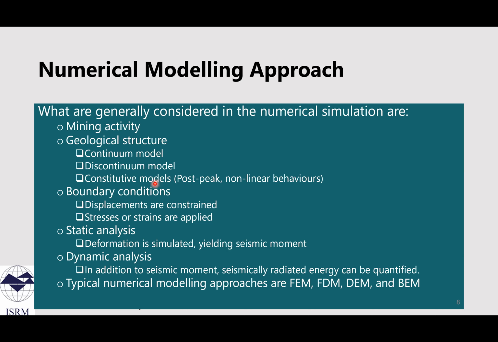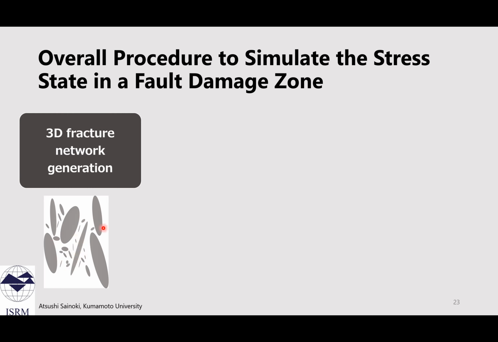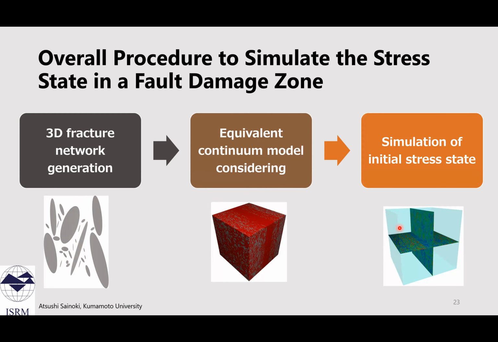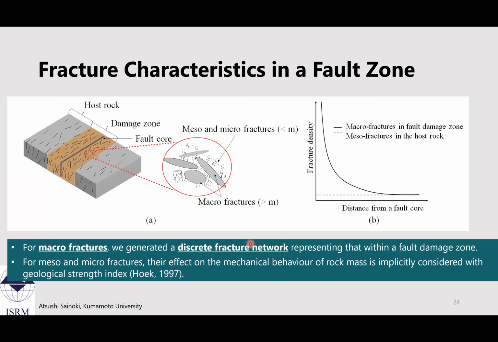So here is the overall procedure to simulate the complex stress state of a fault damage zone. First, a 3D fracture network is explicitly generated using a statistical method. Next, an equivalent continuum model is generated based on the fracture network. And finally, the rock mass stress state is simulated using this model. I'm going to give you more specific information about each step of this model construction.